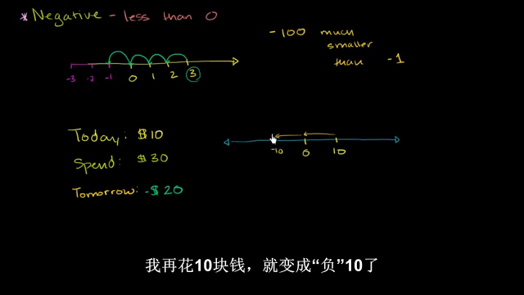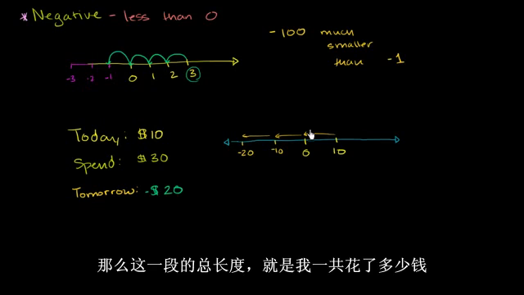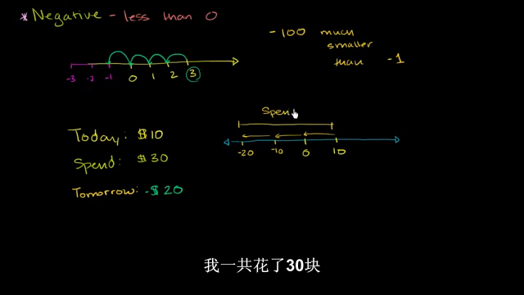If I spend another $10 after that, I will be at negative 20. So each of these distances, I spent $10, I'd be at 0. Another $10, I'd be at negative 10. Another $10, I would be at negative 20. And this whole distance right here is how much I spent. I spent $30.